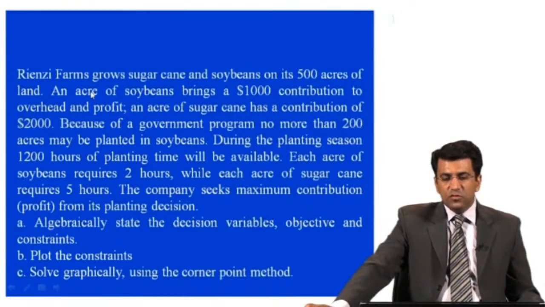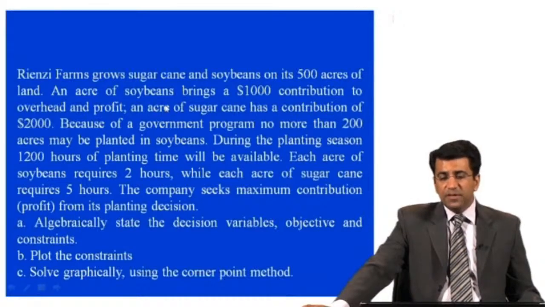Now, Rinzi Farms grows sugarcane and soybeans on its 500 acres of land. Class, after reading that line, you must have in mind that this is a constraint: the total land available for this farm is 500 acres. If we represent sugarcane by X and soybean by Y, then one of the constraints will be X plus Y is equal to 500 acres. Now this is our first constraint. Now please go through the example.